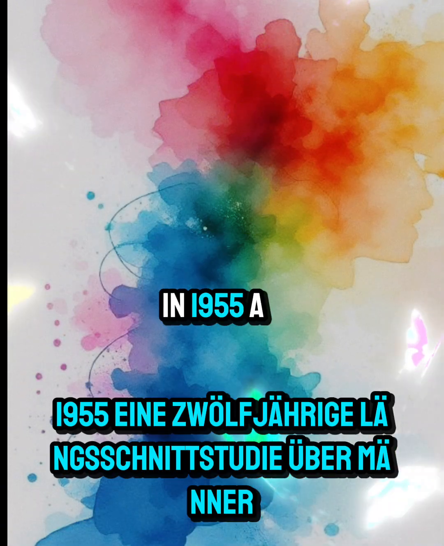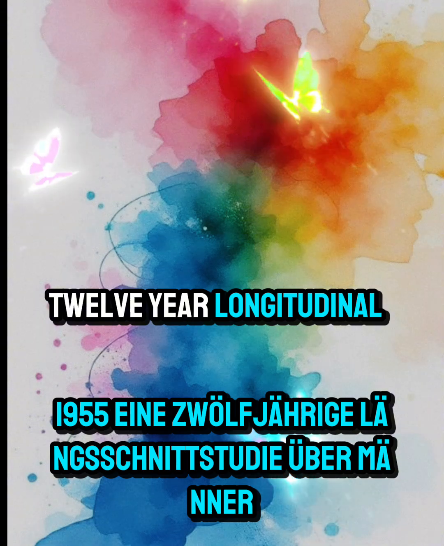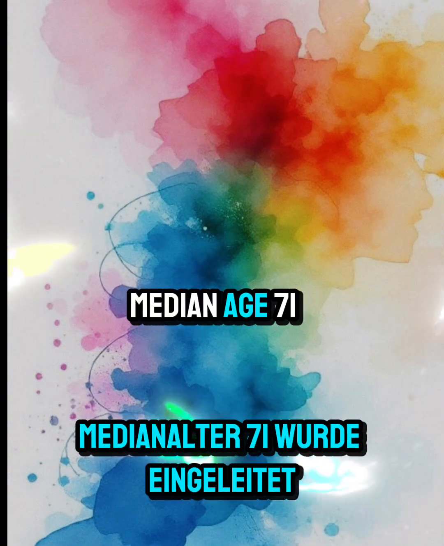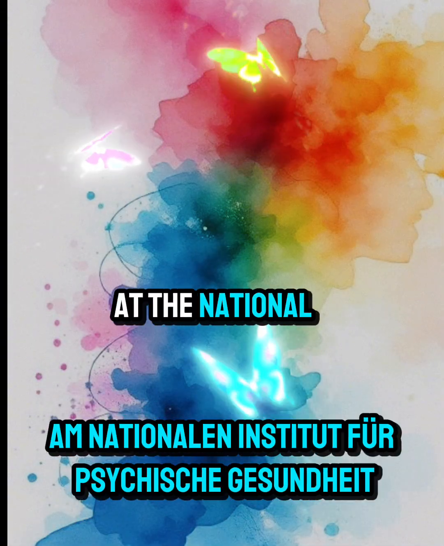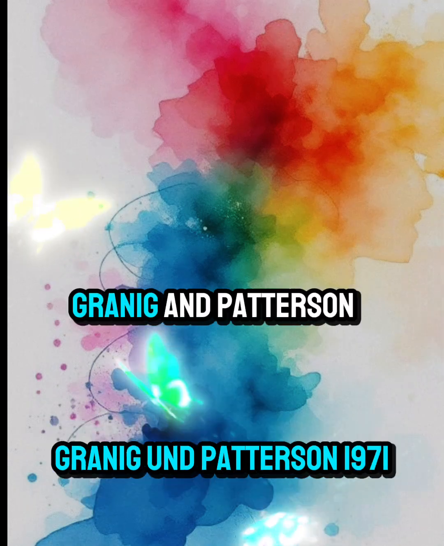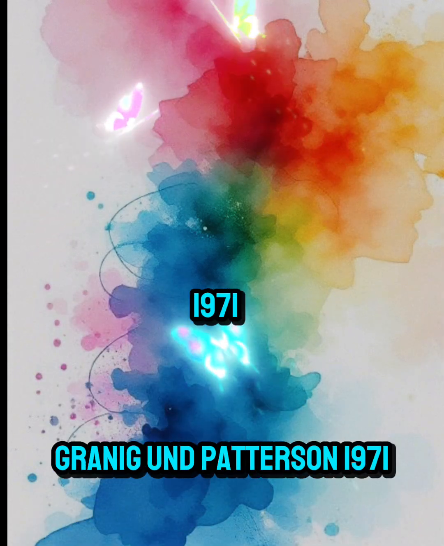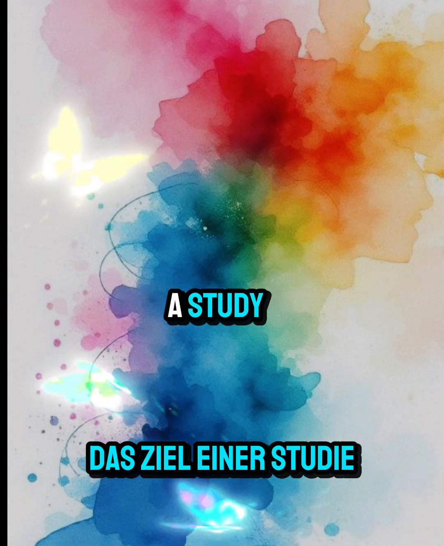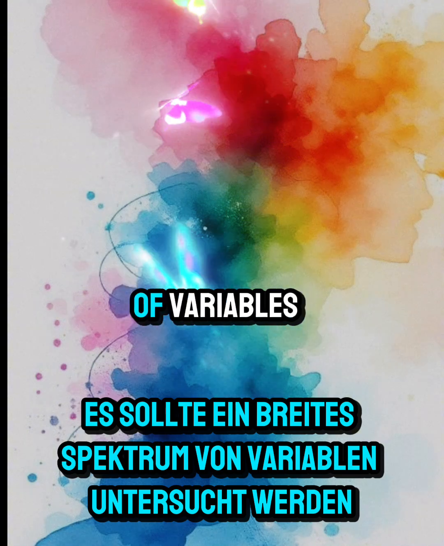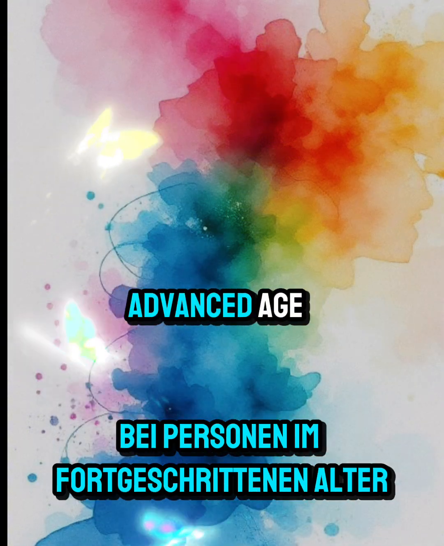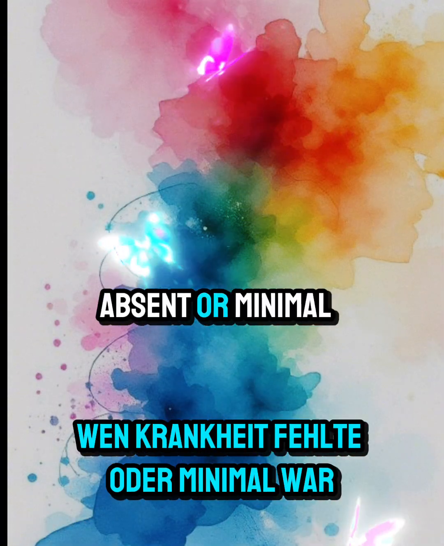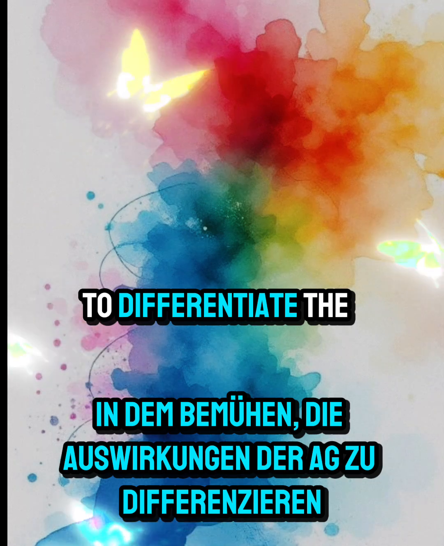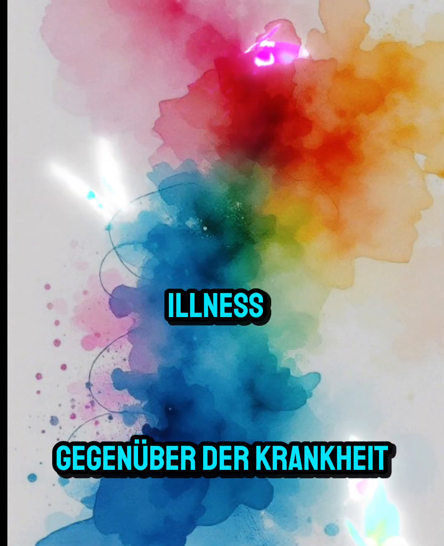In 1955, a 12-year longitudinal study of men, median age 71, was initiated at the National Institute of Mental Health, Granick and Patterson, 1971. The goal of the study was to examine a broad range of variables in individuals of advanced age in whom disease was absent or minimal, in an effort to differentiate the impact of aging versus that of illness.